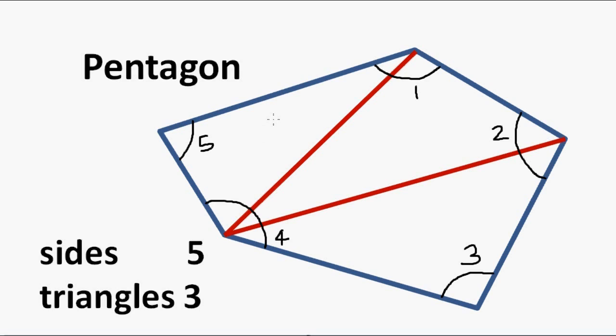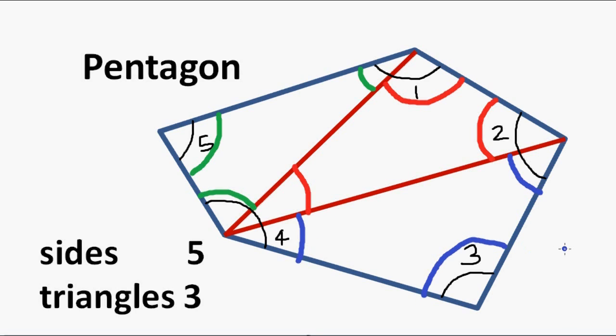Next, let us see that the sum of the interior angles of the three triangles will be the same as the sum of the interior angles of the pentagon. Can we see that? Let us mark the interior angles of each triangle. These are the interior angles of the first triangle. These are the interior angles of the second triangle. And these are the interior angles of the third triangle.